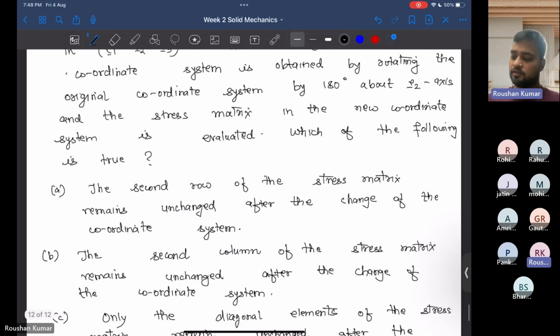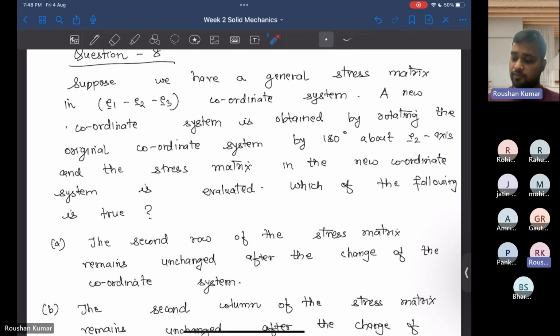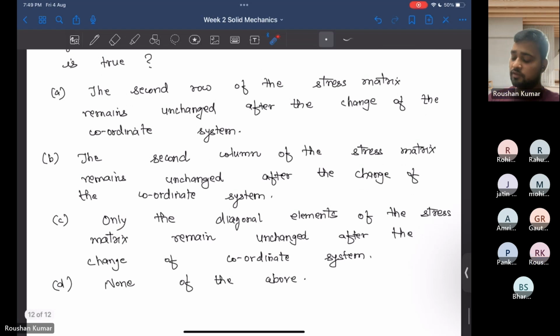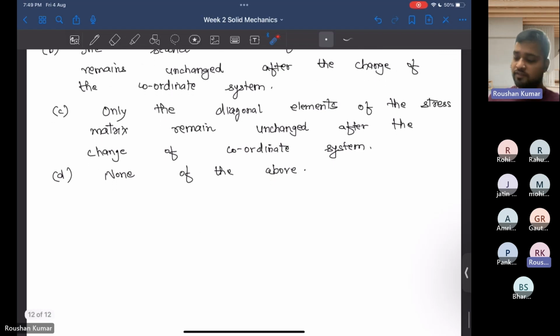So we have a question related to the stress rotation tensor. I repeat that question. Suppose we have a general stress matrix in E1, E2, E3 coordinate system. A new coordinate system is obtained by rotating the original coordinate system by 180 degree about E2 axis. So this is the E2 axis, and the stress matrix in the new coordinate system is evaluated. So which of the following is true? The first option is the second row of the stress matrix remains unchanged after the change of the coordinate system. The next option says the second column of the stress matrix remains unchanged. The third option is only the diagonal elements of the stress matrix remain unchanged. And the fourth option is none of the above. So we have to find which option is the correct one.